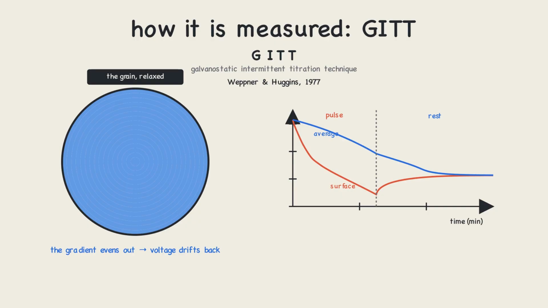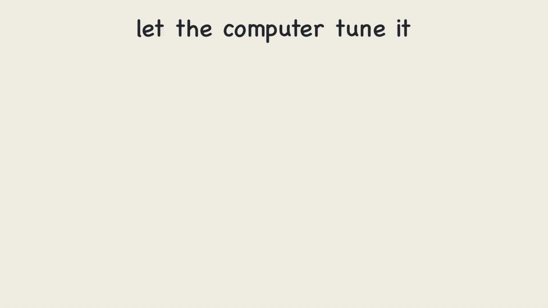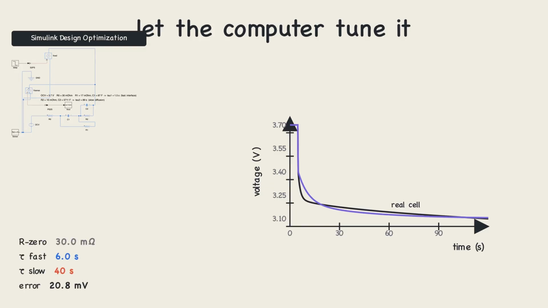So here is our full model. A source, a resistor, and 2 buckets. 5 dials in total. Tuning them by hand would take forever. So we let the computer do it, with parameter estimation. We hand Simulink the real curve and say, match this. Watch the dials move on their own.